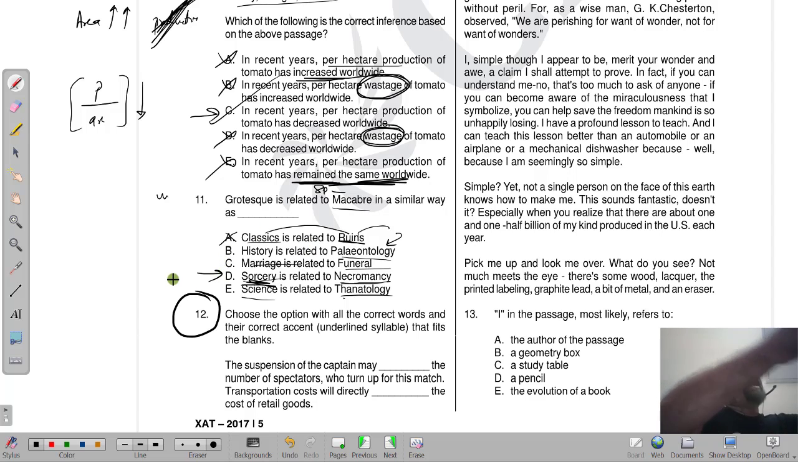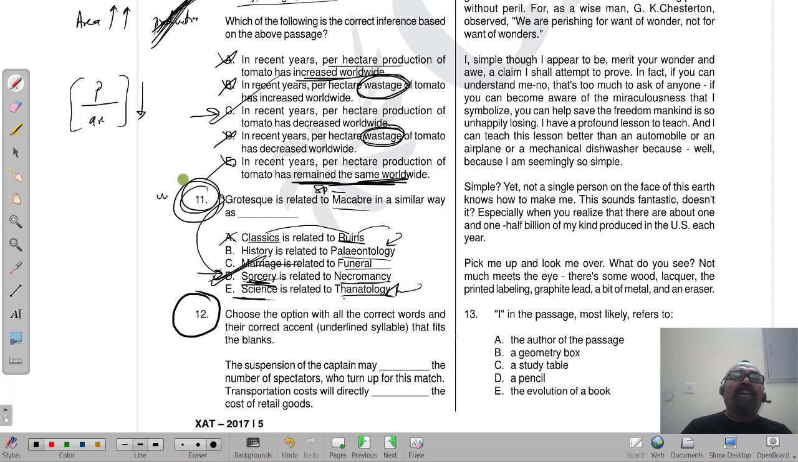One is a general unpleasantness, the other is unpleasantness related to death. Sorcery is a general sort of black magic, necromancy is black magic related to death. So that is the relationship. Science is related to thanatology. Thanatology, I believe, is the study of death, or something like that. But that is kind of a subset of it, so this is not it. The answer choice would be much more related to this. This is probably a toughie question. You probably would not have solved this unless of course you know the meaning of the words.